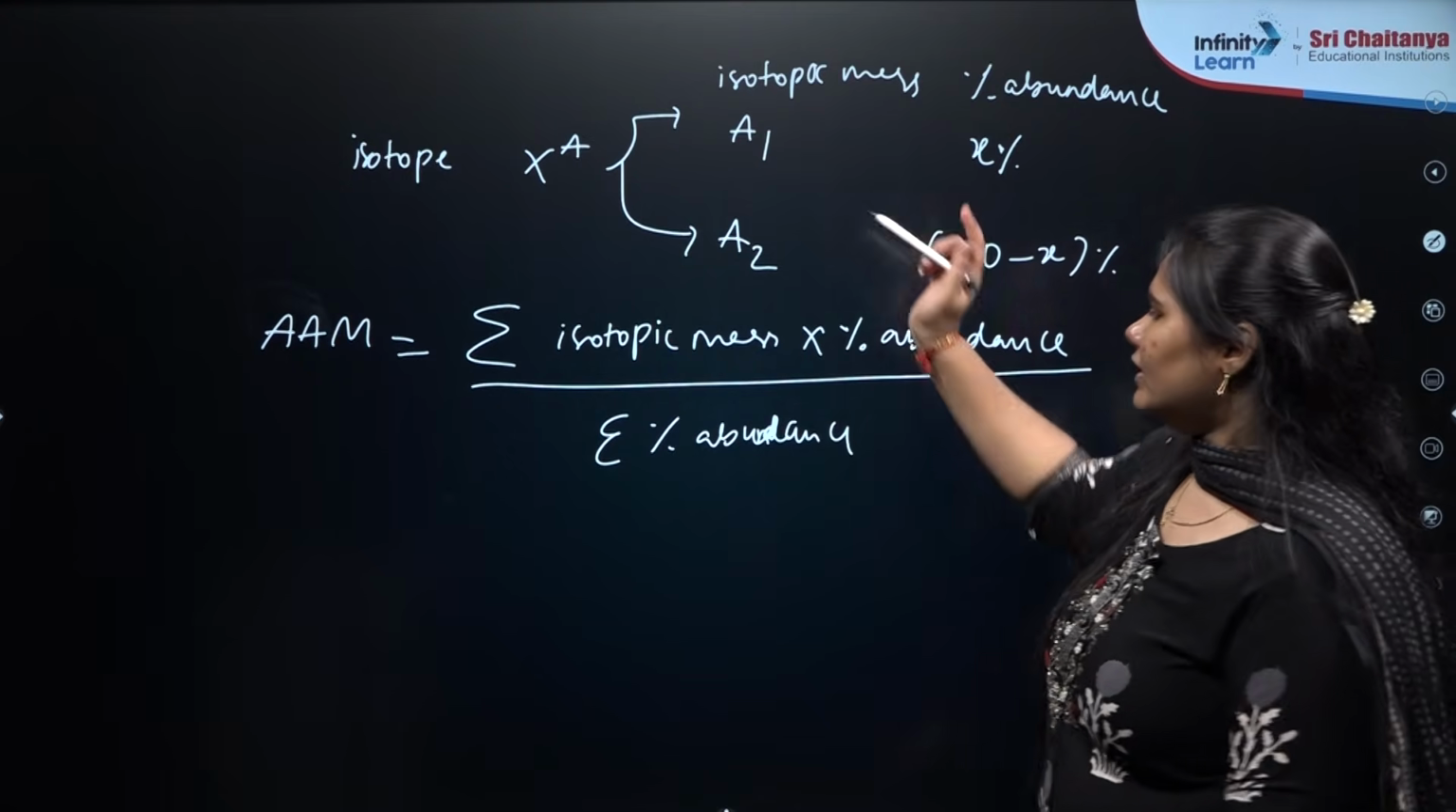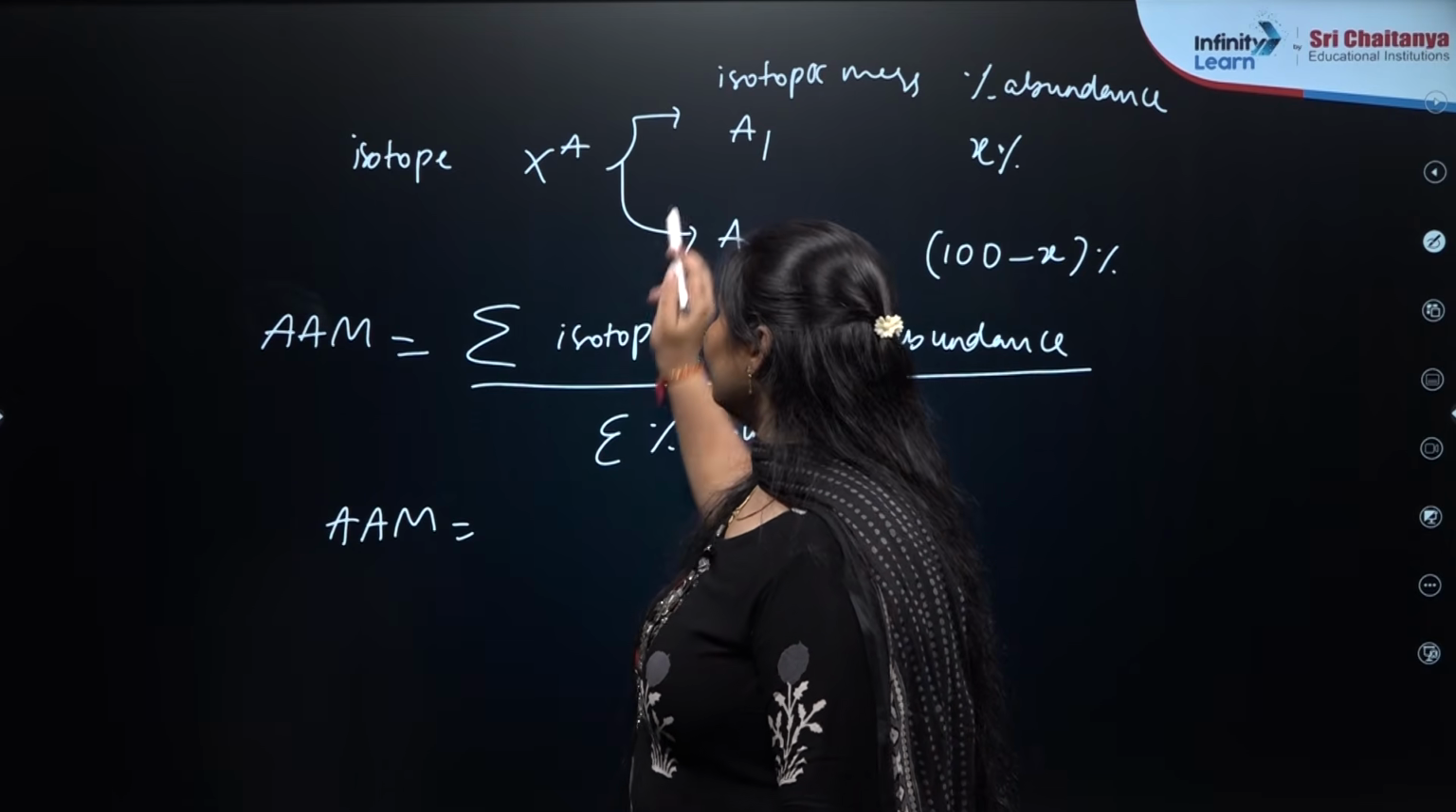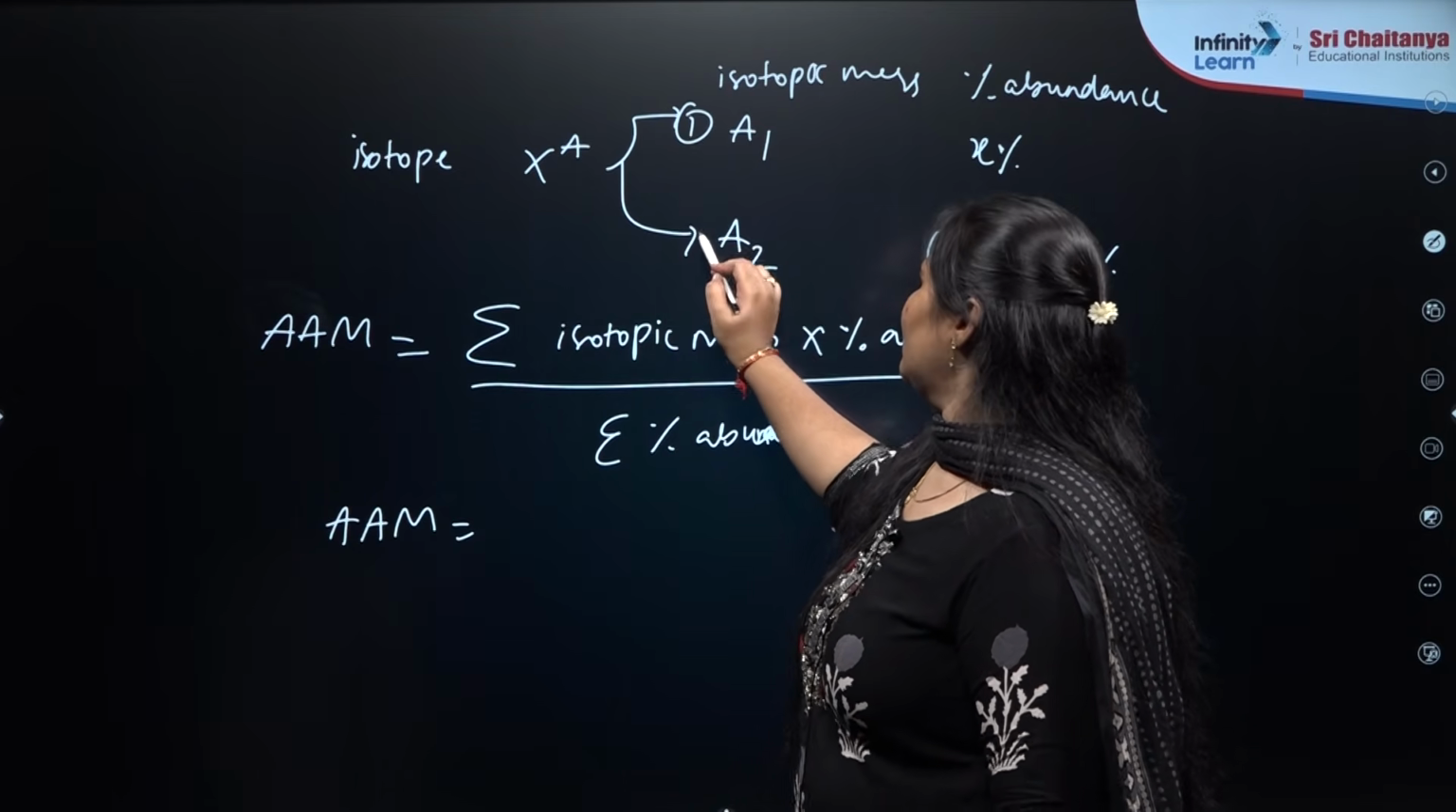Okay, so let us take this example only. For this example, average atomic mass, first isotope. This is the first, and this is the second.